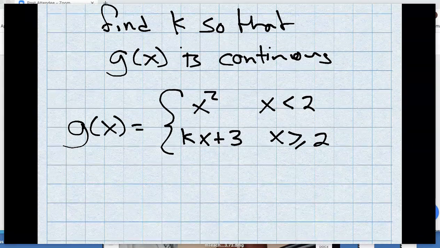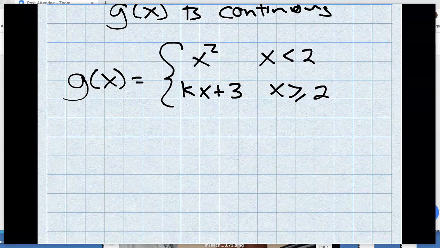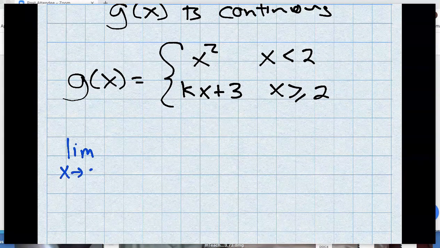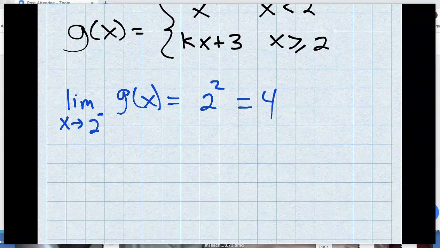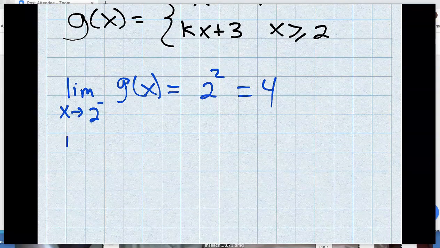Okay, so I'm going to use the definition of continuity. One thing that we want to look at is what's the limit as x goes towards 2 from the left side of g of x? Well, that is 2 squared, or 4. So we know that the limit from the left side is 4. What we need to figure out is what's the limit as x goes towards 2 from the right side of g of x?